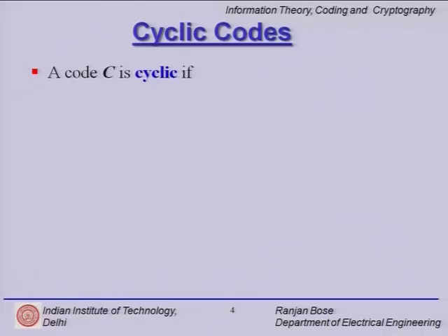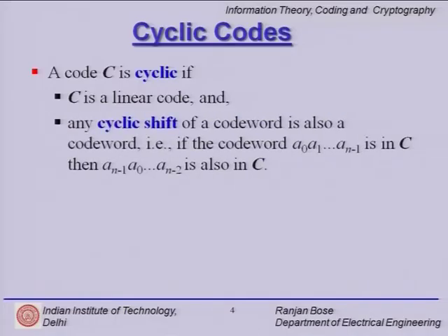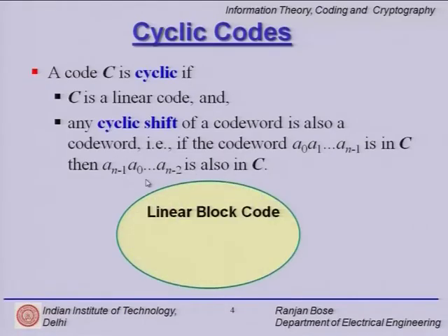A code C is cyclic if number 1, C is a linear code and any cyclic shift of a valid code word also results in another valid code word. So, if a0, a1, up to a(n minus 1) is a valid code word, then a cyclic shift means a(n minus 1) comes in the front and then each one gets shifted by 1 to the right, and that is also a valid code word.